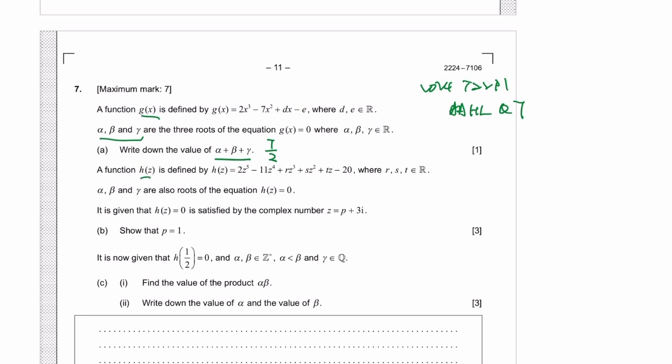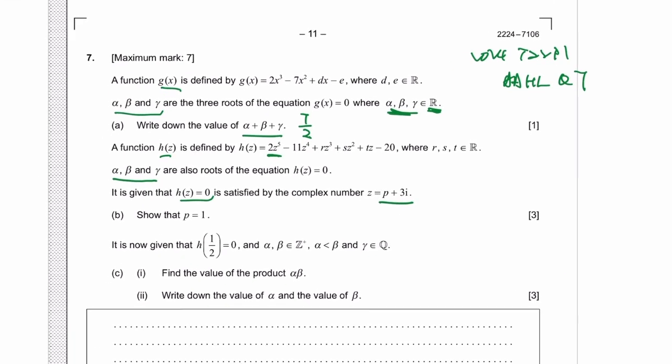Then we have a power 5 polynomial. They share 3 of the roots. These 3 roots are real, but the power 5 polynomial has complex roots. So the first thing is complex roots come as conjugates. So if p plus 3i is one complex root, then p minus 3i is also a root to this power 5 polynomial.